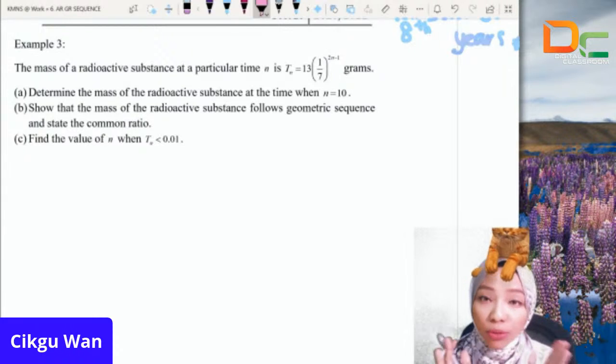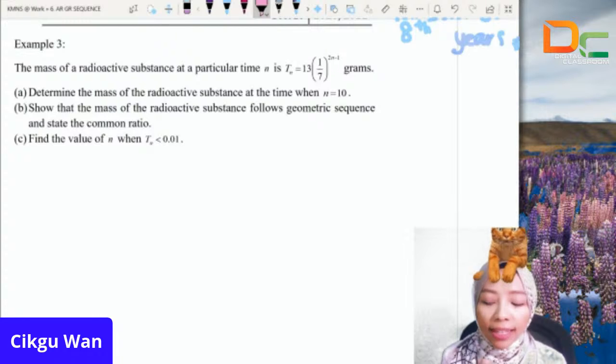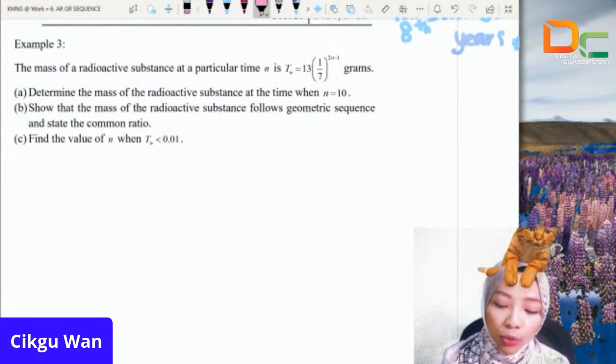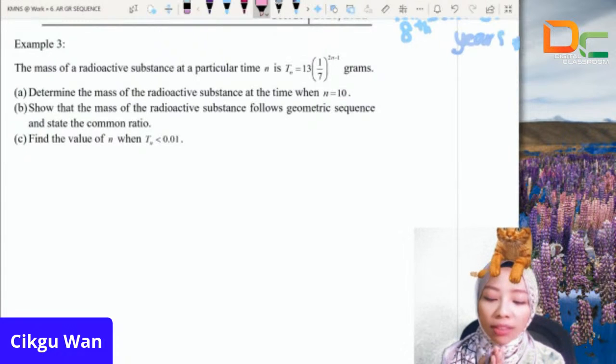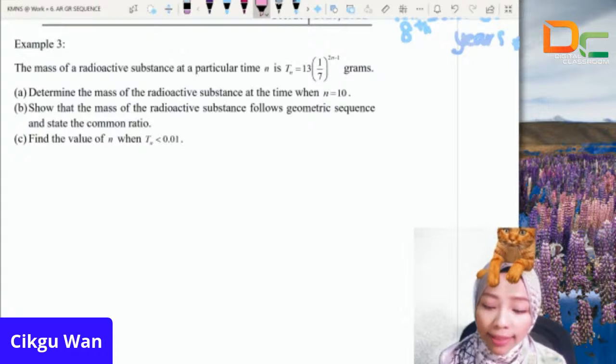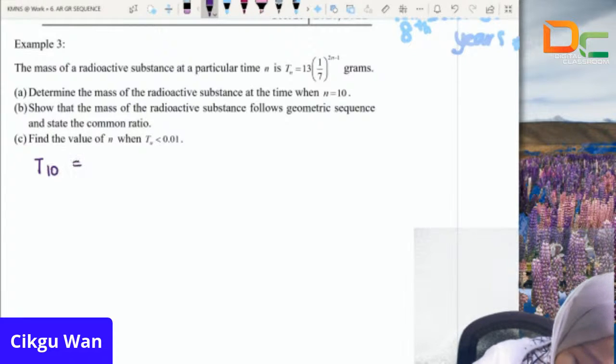Okay, example 3, read the question. The mass of radioactive substance at a particular time n is Tn 13 times 1/7 to the power of 2n minus 1. Okay, determine the mass of radioactive substance at the time when n is 10. So n is 10, basically you just substitute T10, okay. (13) 1/7 2 times 10 minus 1.